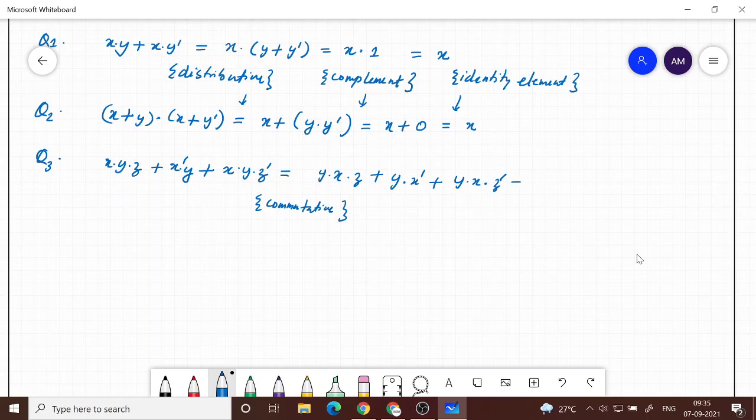and then I can pull out the y dot, and then the remaining thing is basically x dot z, and also let me interchange this x dot z dash. Let me put it first, x dot z dash, then plus x dash. Okay, so here I have used distributive, and also I have interchanged these two positions, so I used commutative again.